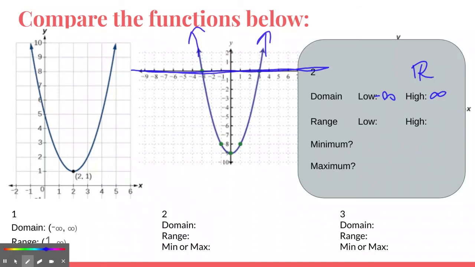Now for the range, we're going to use a different color for that. Our range, let's do green. So for the range, we're looking at our y range. So if we're looking at our y-axis, what is the lowest y value that we can have? This line right here, which is a -9. And then what's our highest? These arrows, once again, go all the way up top. So my highest is going to be a positive infinity.